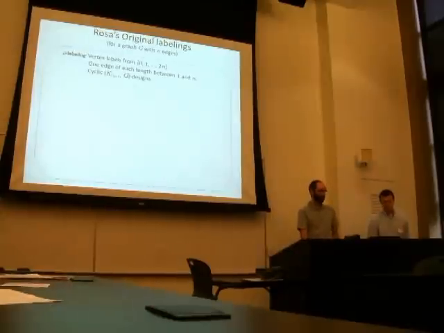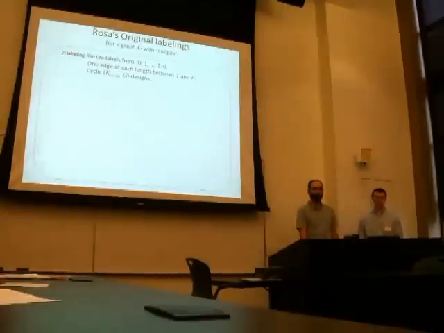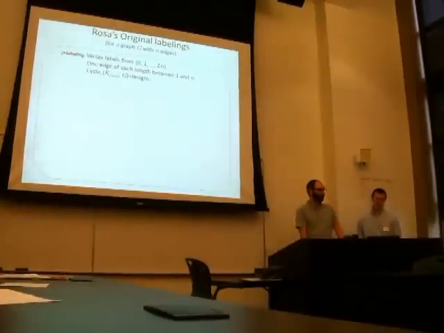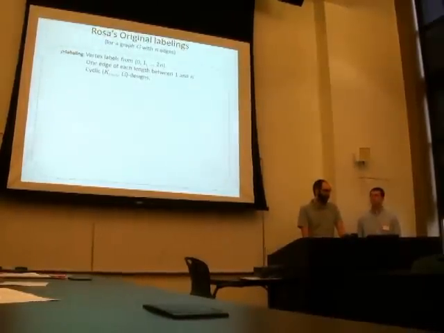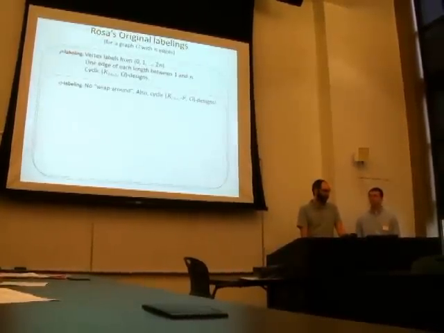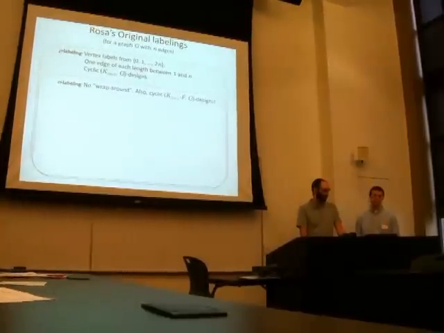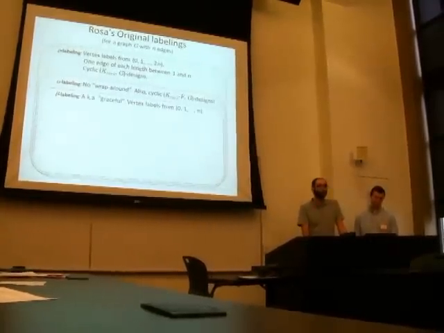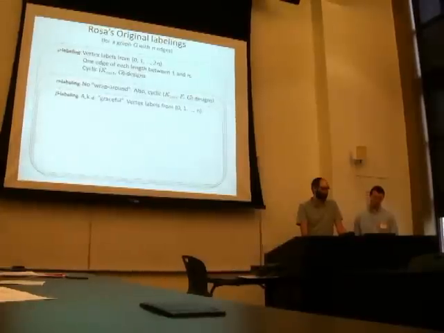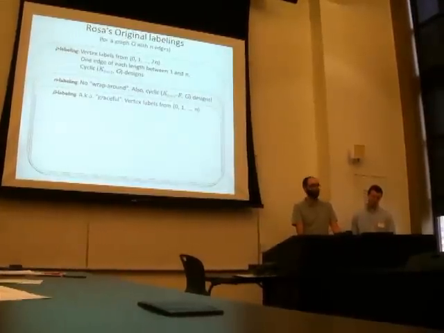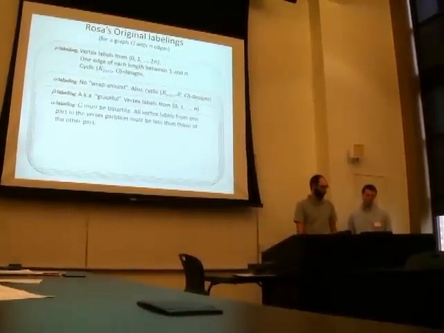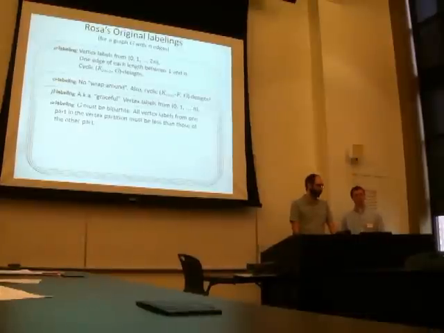And in this case, your vertex labels have to go from 0 up to 2n. You have one edge of each length between 1 and n. And it produces cyclic K2n plus 1 G designs. Sigma labelings do not allow wraparound edges. Beta labelings, which are probably the most well-known, also known as graceful labelings. In this case, the vertex labels go from 0 up to n. And then alpha labelings, which are very useful.